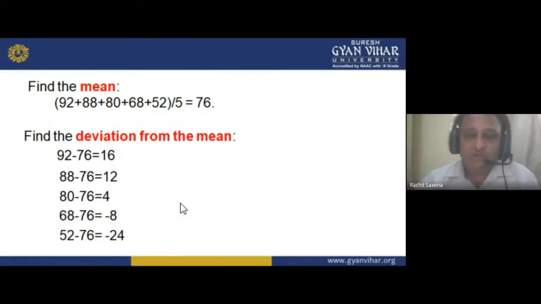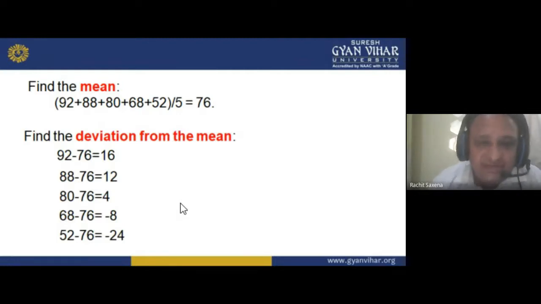Now move forward. The solution: first, find the mean. My dear student, what do we have to do? How many scores do we have? We have scores of 5 students, A, B, C, D, E. A scored 92, B scored 88, C scored 80, D scored 68, and E scored 52.